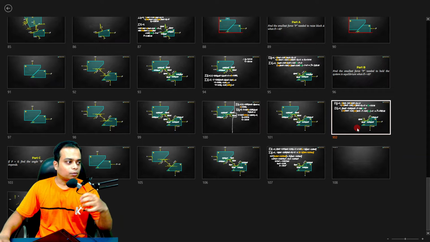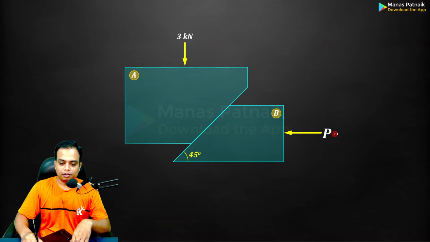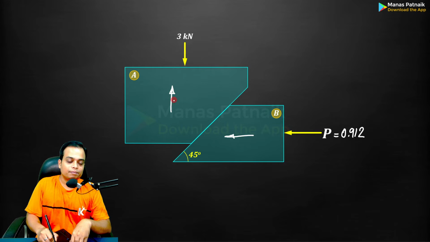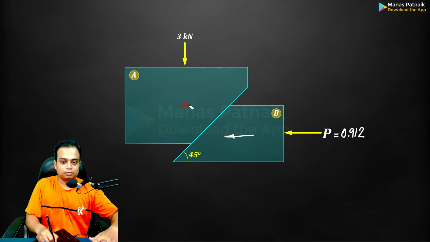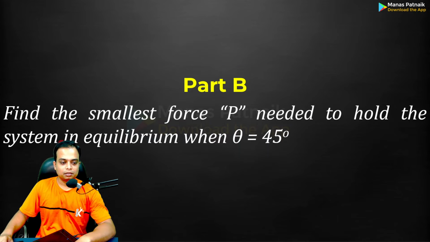What message, what meaning does this answer convey? 0.912. It essentially means that if you apply a force equal to 0.912, this block B will just start, the motion will impend to the left, and here the motion will impend in the upward. No. This problem was basically, let me read the problem description.